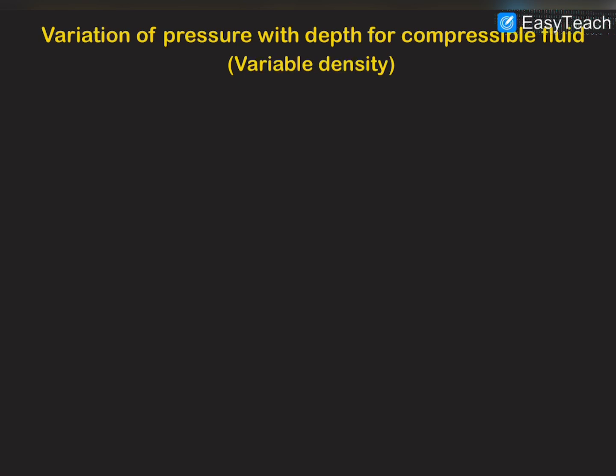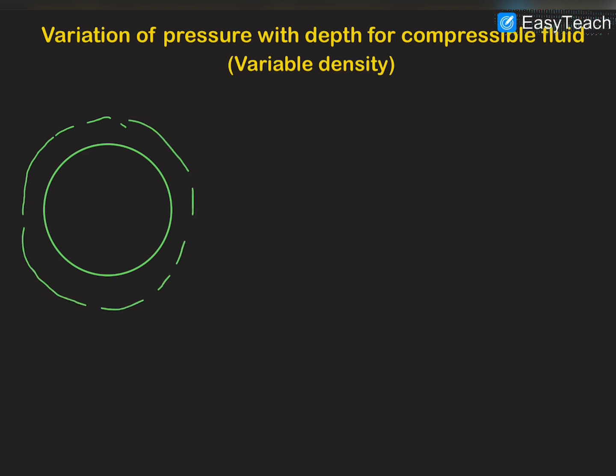In this video, we are going to discuss the variation of pressure with depth when the fluid is compressible, which means that the density of the fluid is variable. So let us take an example of air. We know that air is not an ideal fluid, and air is compressible, and due to its own pressure the air gets compressed, and the atmospheric pressure decreases as we go above the earth's surface, away from the earth.